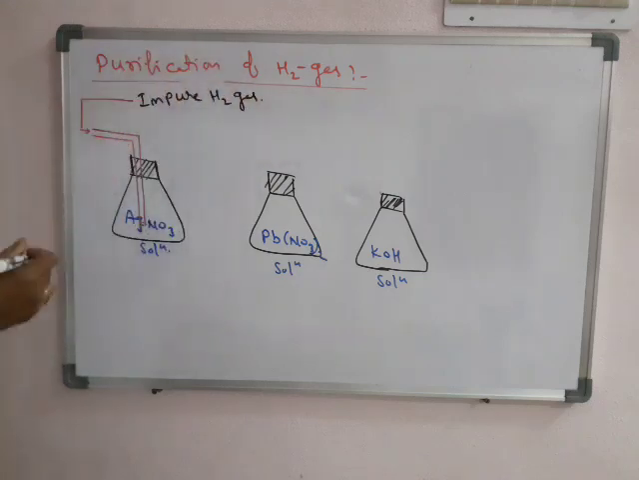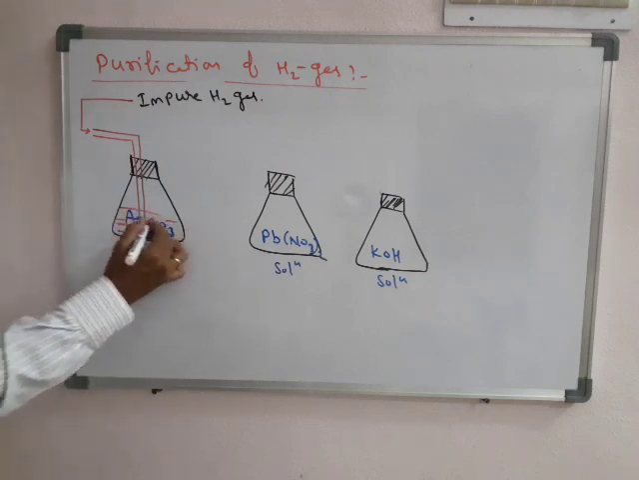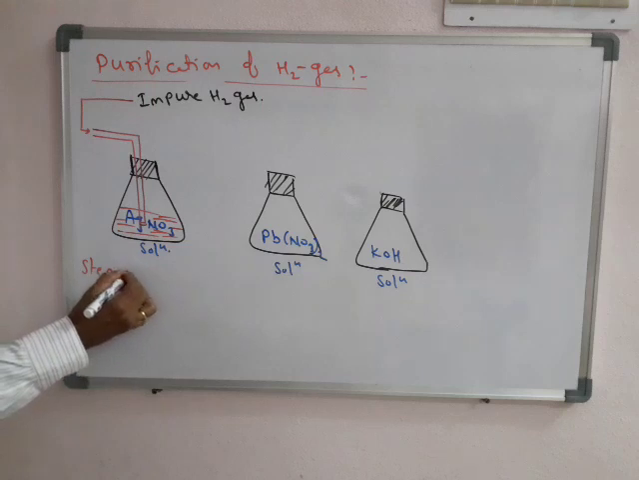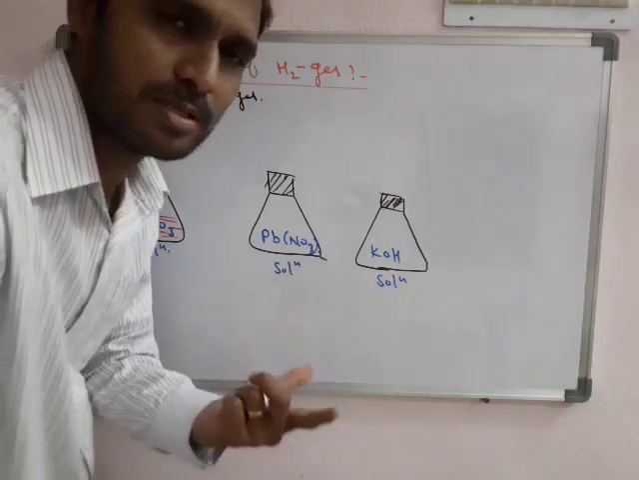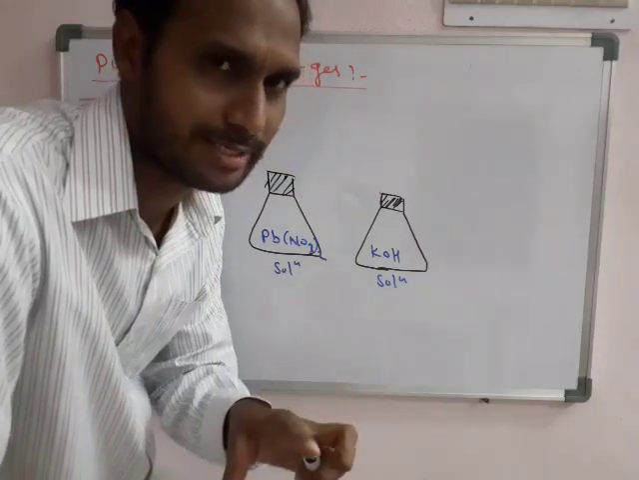The impure H2 gas is passed through the conical flask having silver nitrate solution. We take this as step 1. In step 1, the silver nitrate solution totally absorbs arsenic hydride and phosphorus hydride. Phosphorus hydride is PH3, phosphine. Arsenic hydride is arsine, AsH3.